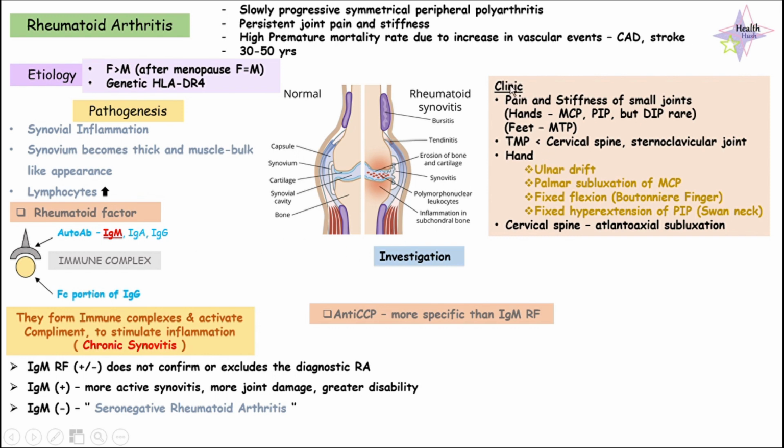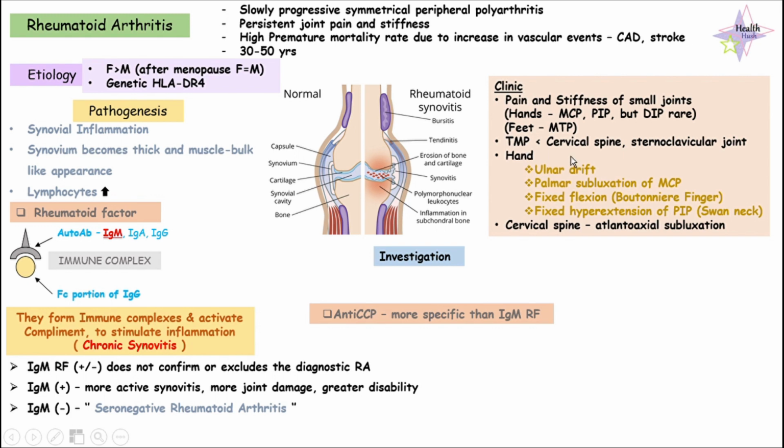Now let's see some clinical features of rheumatoid arthritis. So as I said, these patients suffer from persistent joint pain and stiffness. They have pain and stiffness mainly of small joints. If you see the hands, metacarpophalangeal joints and proximal interphalangeal joints are more commonly affected than the distal interphalangeal joints. It's very rare. And if you see the feet, metatarsophalangeal joints are more affected. And there are some joints other than the joints that are present in hands and feet.